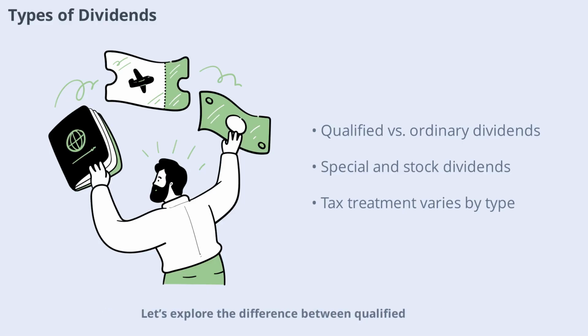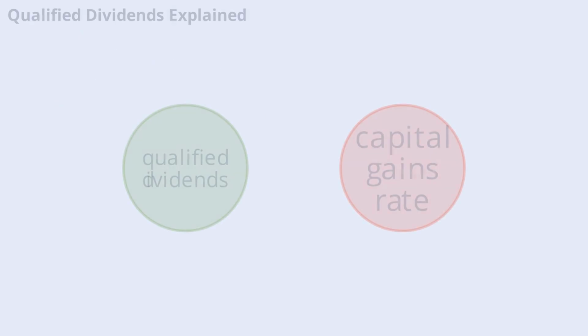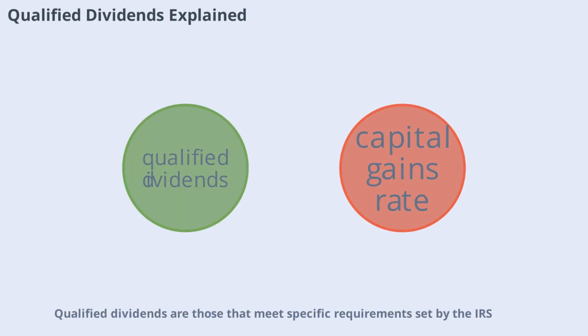Let's explore the difference between qualified and ordinary dividends in more detail. Qualified dividends are those that meet specific requirements set by the IRS. Generally, they must be paid by U.S. corporations or qualified foreign companies, and you must have held the stock for a certain period. The big advantage: qualified dividends are taxed at the long-term capital gains rate, which is usually lower than your ordinary income tax rate. This can make a significant difference in your tax bill.